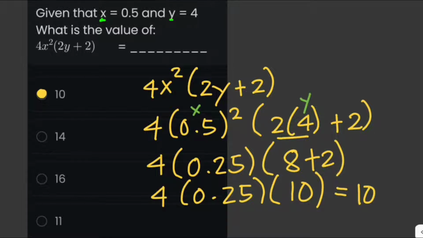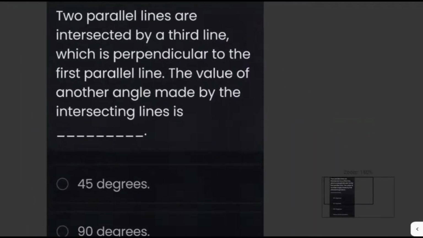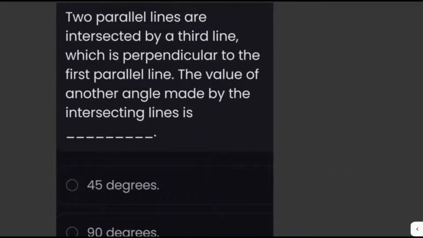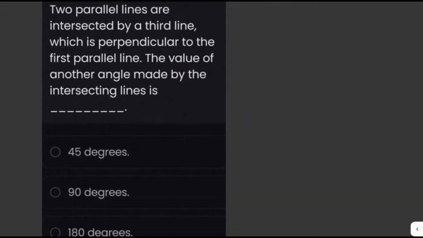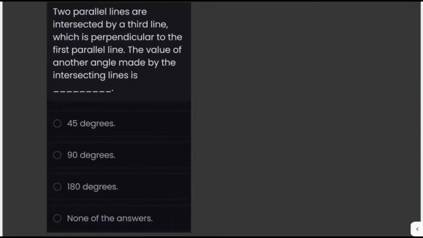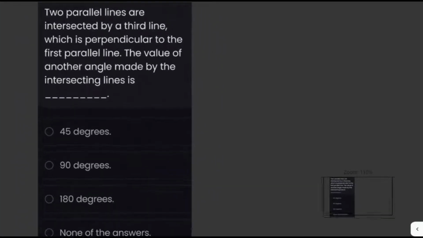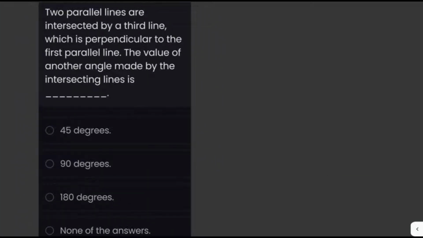Okay, let's solve another problem. Two parallel lines are intersected by a third line, which is perpendicular to the first parallel line. The value of another angle made by the intersecting lines is. Alright, so let's draw two parallel lines so we can clearly be sure of the measure of the angles formed.